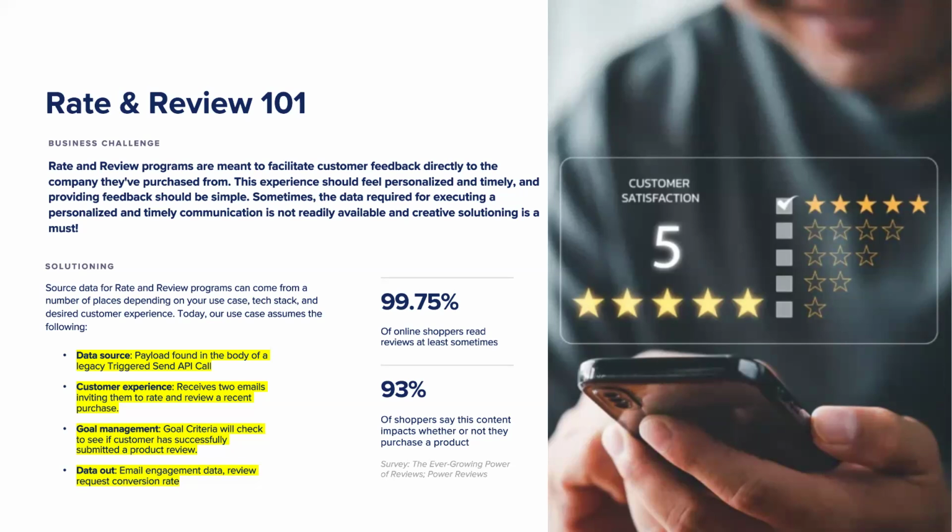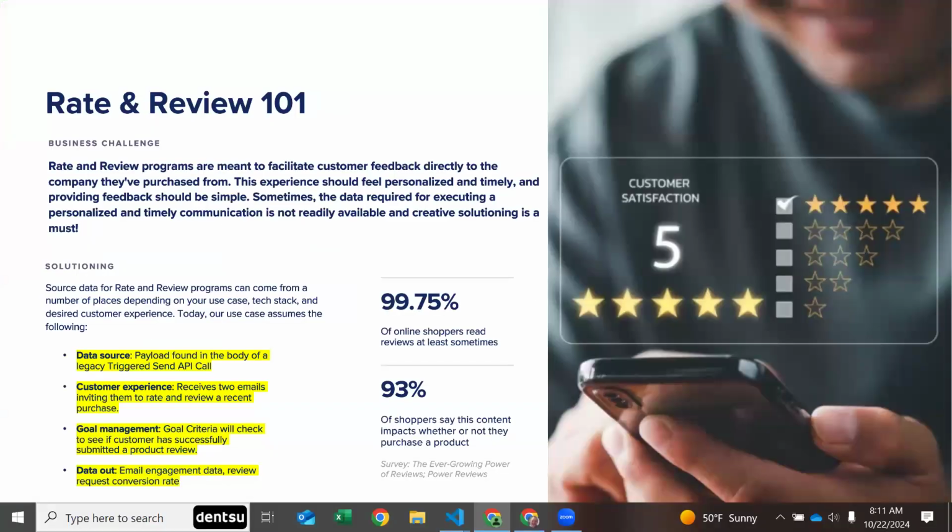So like I mentioned, there are a number of ways to solution for rate and review programs. And oftentimes that comes down to what and where your source data is coming from. It depends on your use case, your tech stack, if you're working with a third party, and your desired customer experience. So today, the use case we will be walking through for rate and review, we are looking at our data sources coming from a payload that we are receiving from a third party that is going to a legacy triggered send API call. I'm going to guess some folks on the call have also seen this method where data is coming into a triggered send definition.